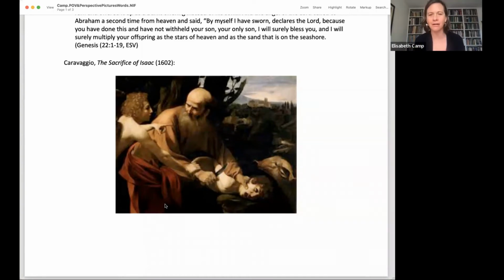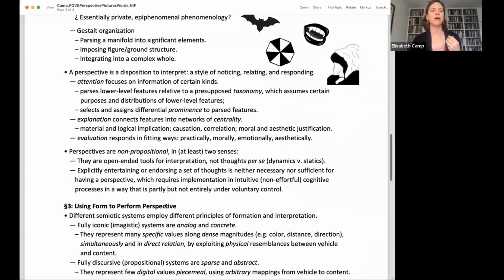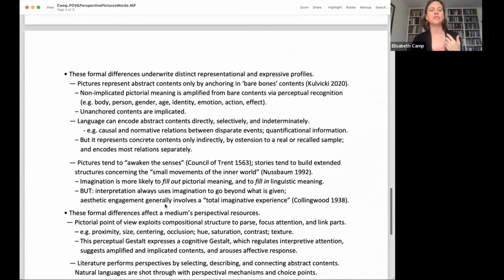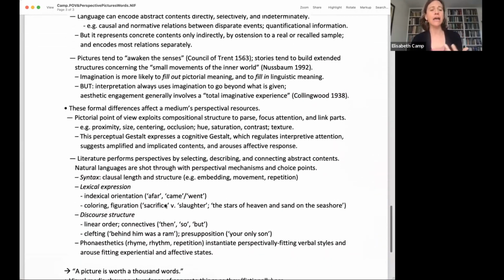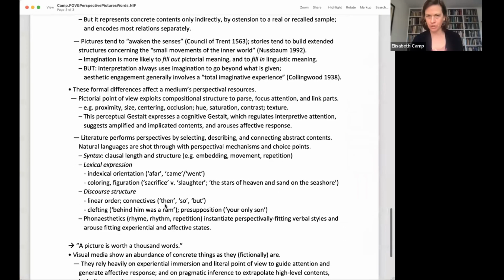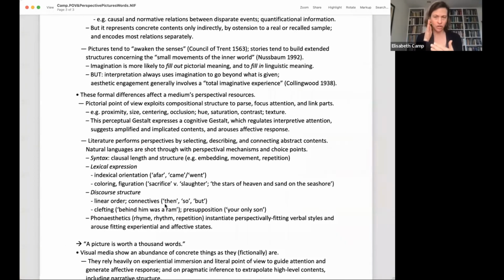I'm not an art historian, I don't know how to do this in detail, but that is the kind of thing. Those are the kinds of resources: proximity, size, relation, hue, texture. Those are the sorts of features that painters use to invite a perceptual gestalt, to entrain viewers into a perceptual gestalt.